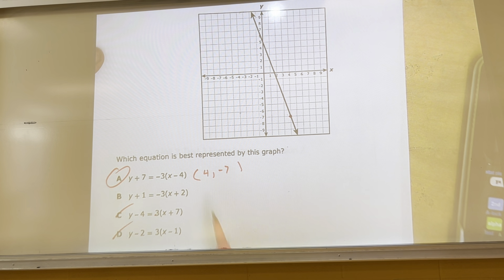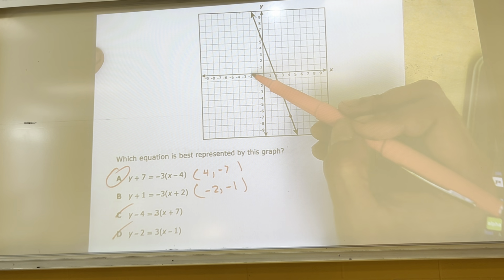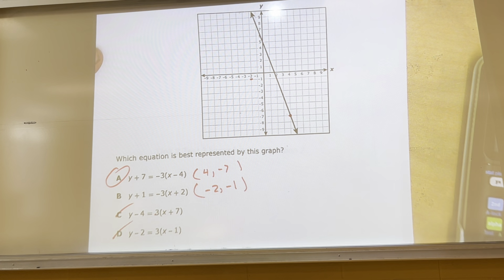Yay. Let's make sure this is not it. It would be negative 2, negative 1. Is that on the line? Nope, it's not on the line.